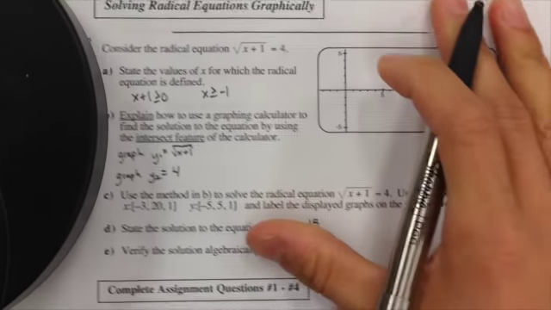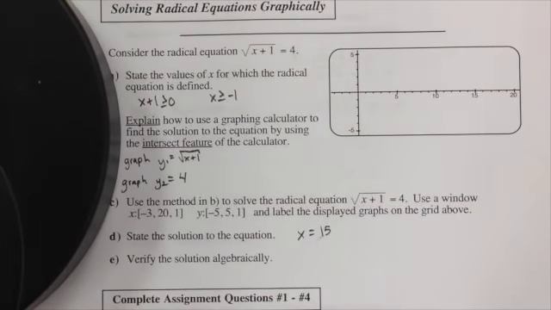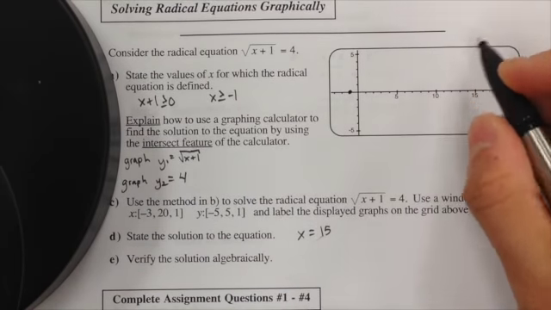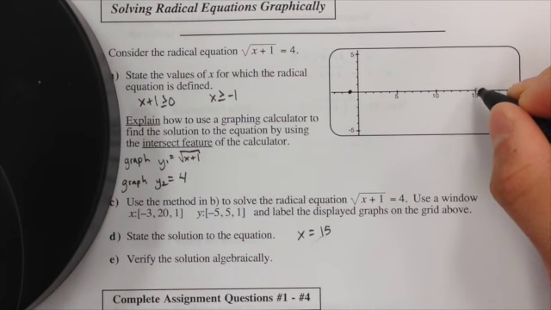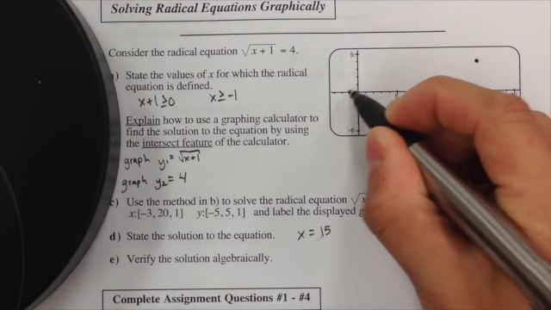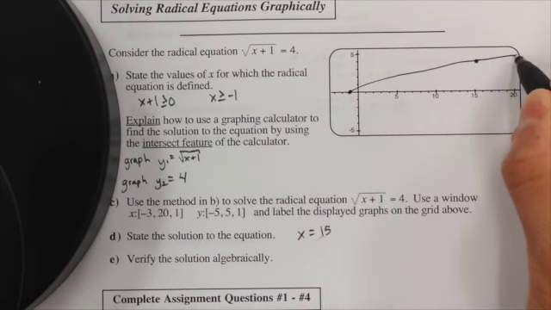And now let's see if we were to actually graph this. It's starting at x is equal to -1, and then we are extending up to 15 and 4, so right about here, and that's where our lines are going to intersect.